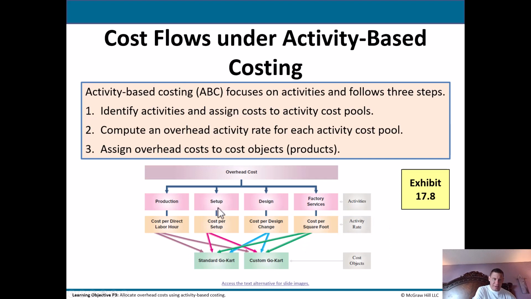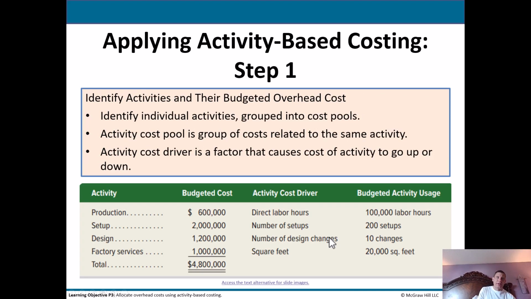You can see over here, these are the activities, these are the rates, and then these are the cost objects. Remember, cost objects just means whatever product you're building is a good way to think about it. Here we have two cost objects, standard go-kart and custom go-kart. All right, so step 1. The first thing we're going to do is identify the activities and their budgeted overhead cost, and then we group them into these cost pools.